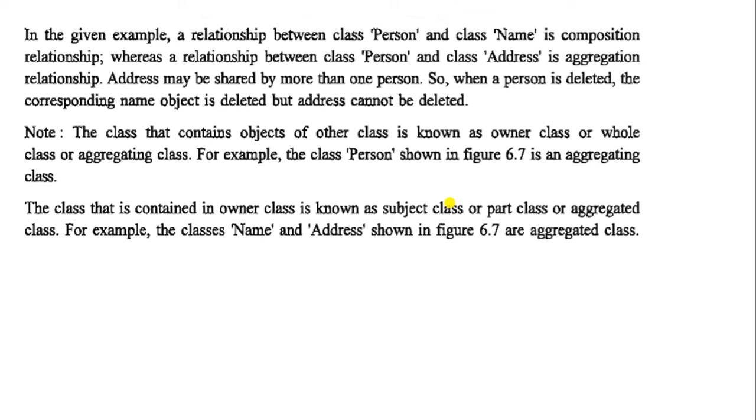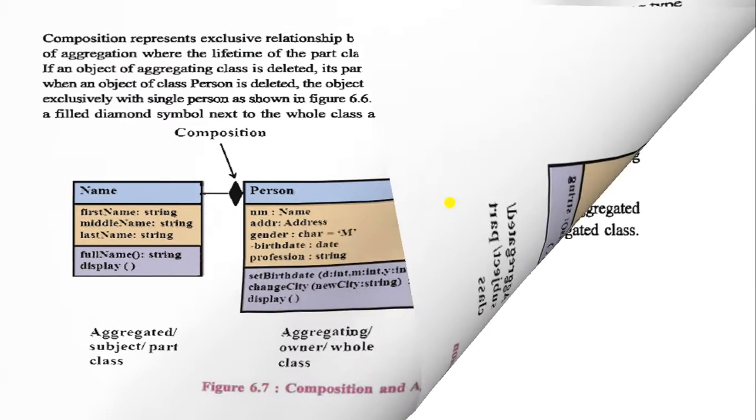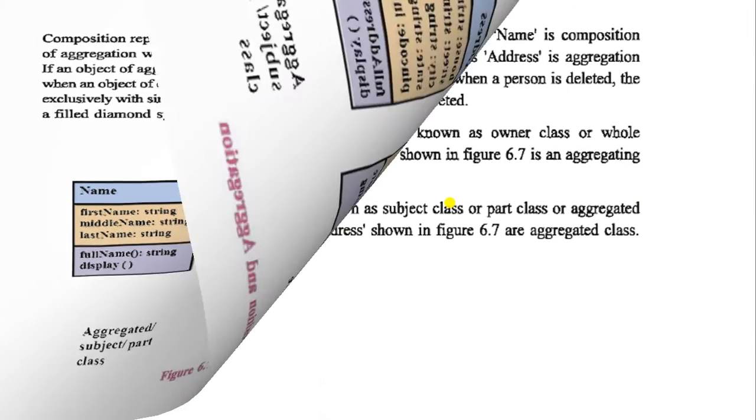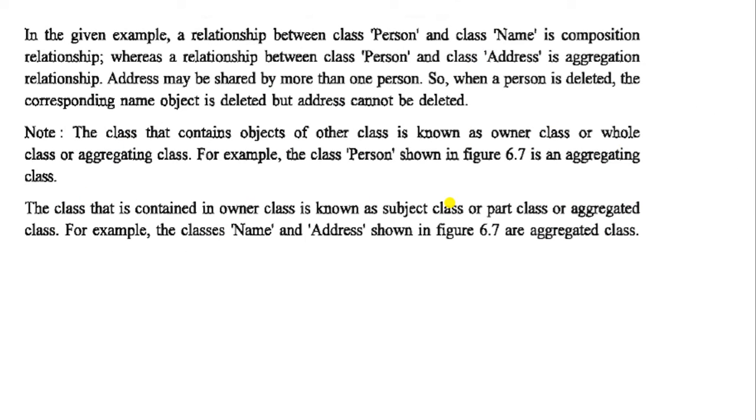In the given example, the relation between class person and class name is a composition relationship, whereas the relationship between class person and class address is an aggregation relationship. That means an address may be shared by more than one person.